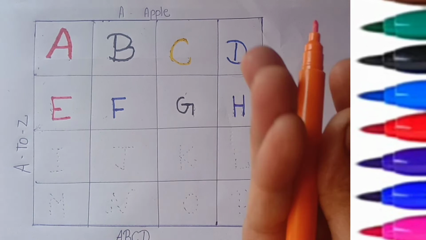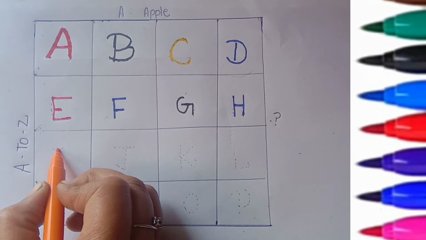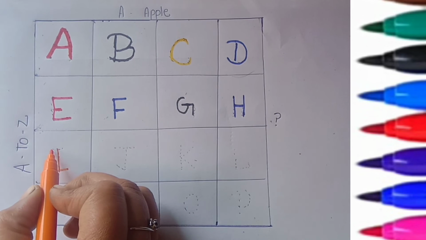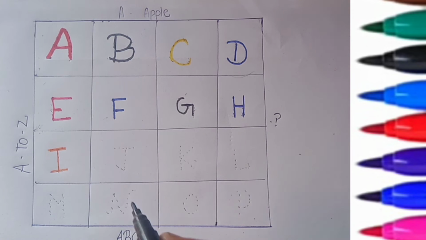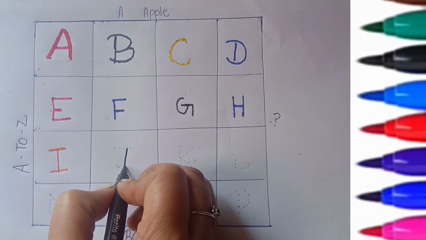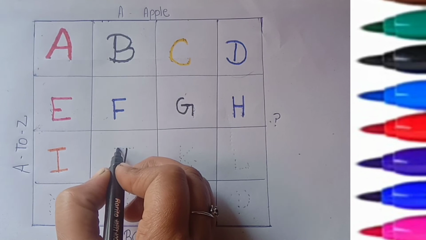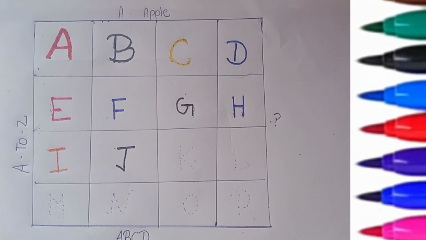I for ink pot. Ink pot. Good. J for jug.